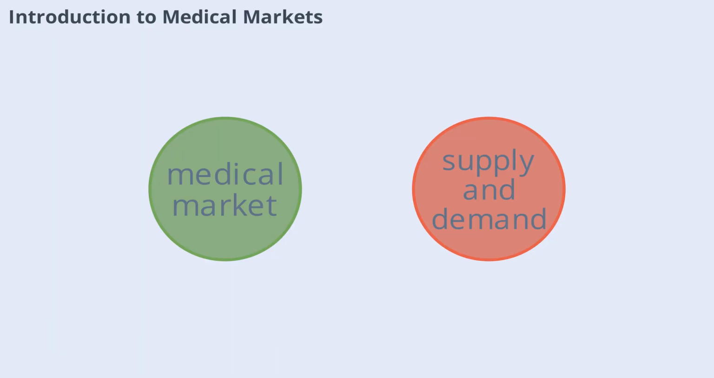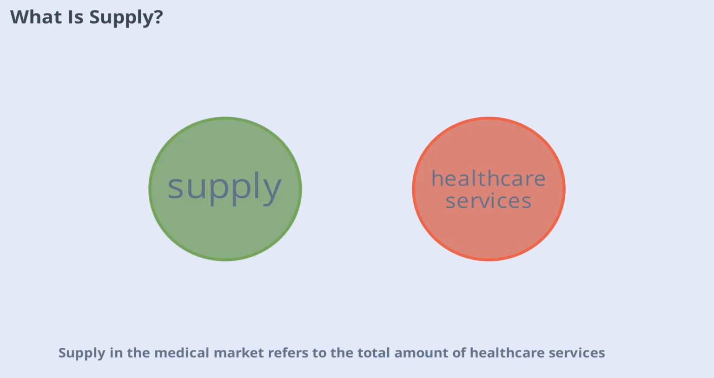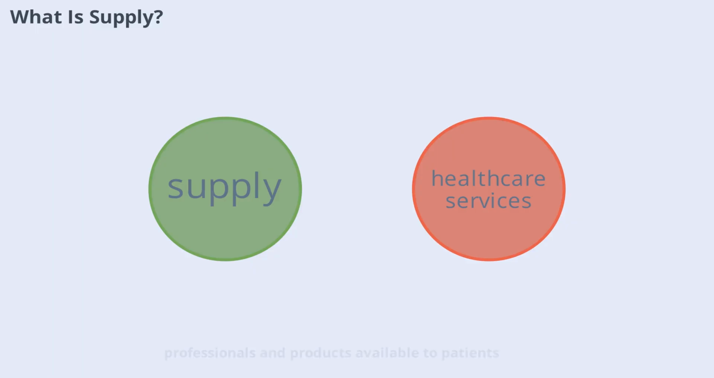impact everyone. Let's start by defining what we mean by the medical market and why it's unique compared to other industries. Supply in the medical market refers to the total amount of healthcare services, professionals, and products available to patients. This includes everything from hospital beds and medical devices to doctors, nurses, and medications.